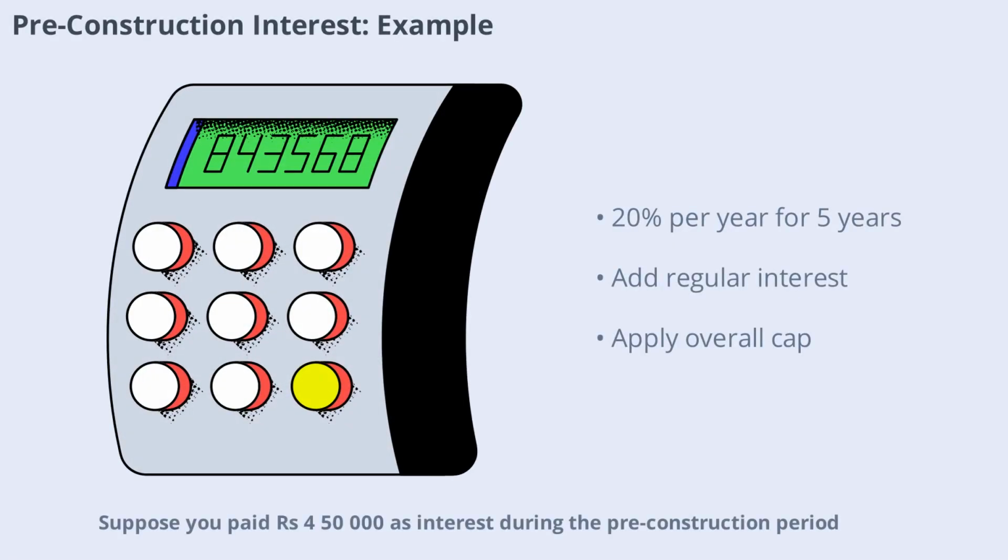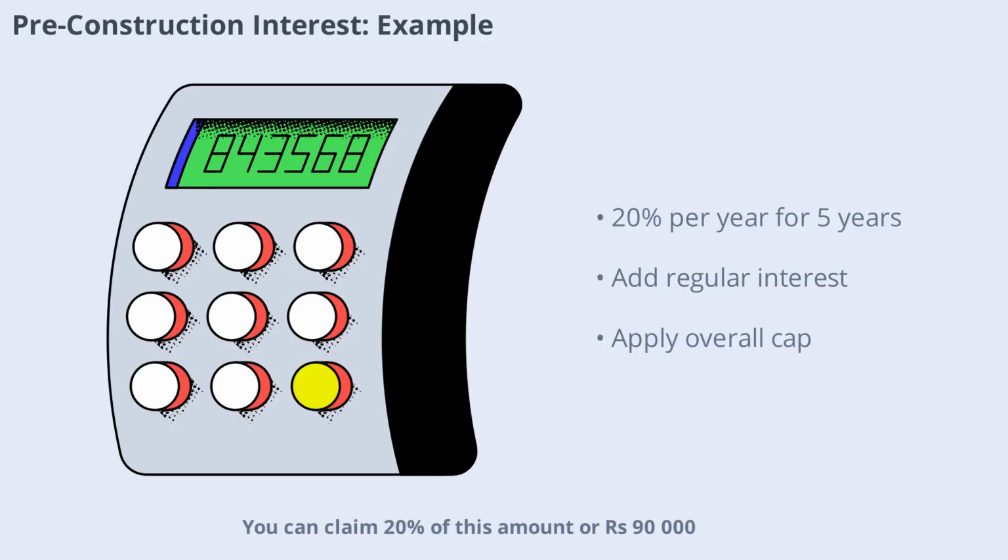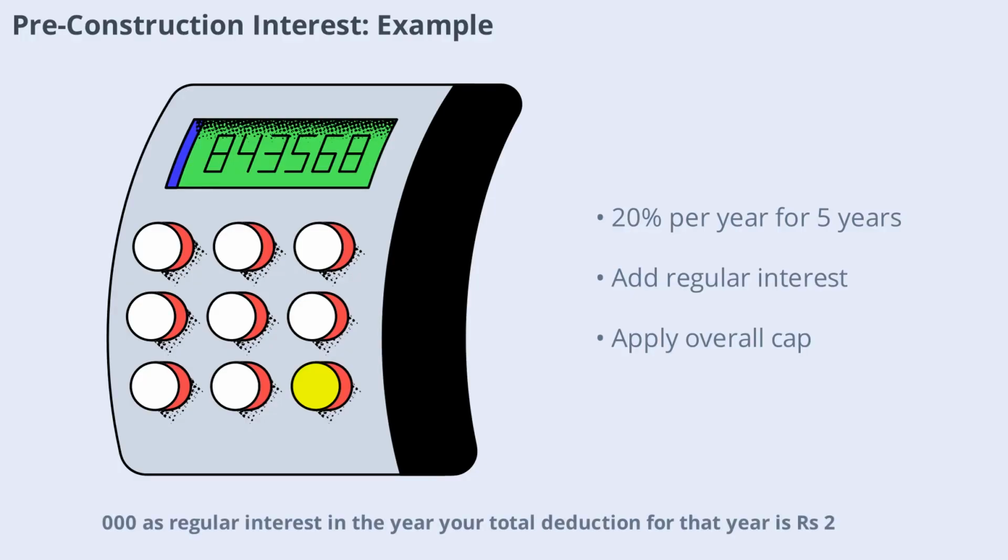Suppose you paid Rs. 450,000 as interest during the pre-construction period. You can claim 20% of this amount, or Rs. 90,000, each year for 5 years after completion. If you also paid Rs. 150,000 as regular interest in the year, your total deduction for that year is Rs. 240,000, subject to the overall cap for self-occupied properties. This example shows how to maximize your deduction.